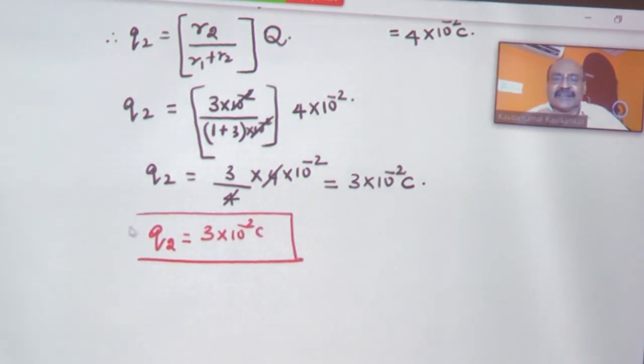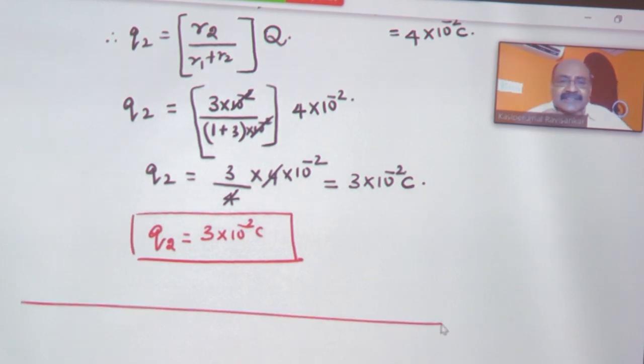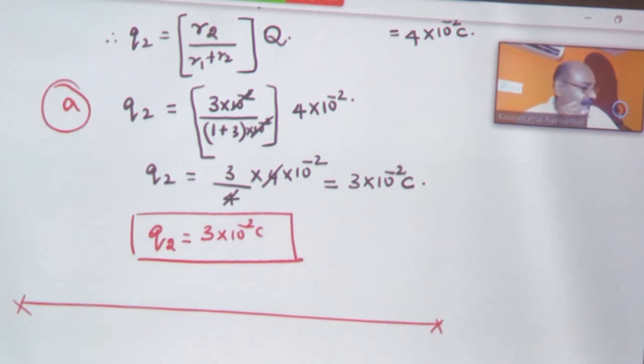So, which one is the answer? The answer is considered to be option A. Hope you have understood this. So, these are the two videos. This video as well as the previous video explain the solutions for all the 15 multiple choice questions available in your book.